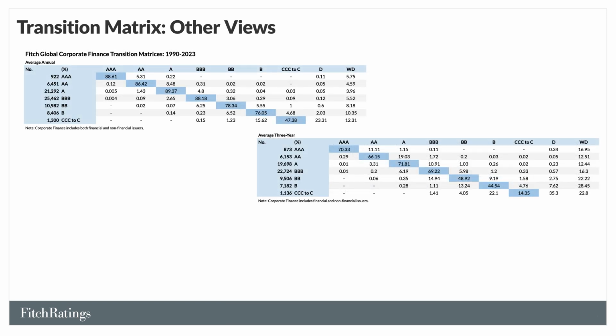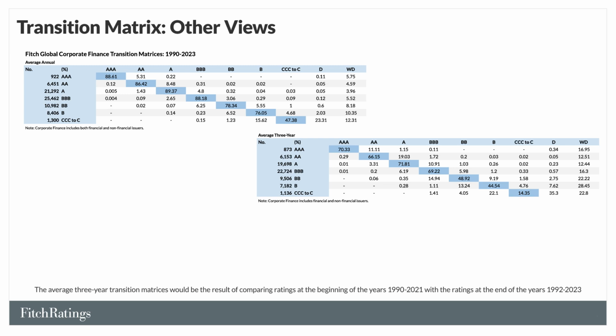Average annual transition matrix reads the same way as an individual cohort matrix, but is calculated differently. It is calculated as the weighted average transition of all prior cohorts. For example, the average 3-year transition matrices would be the result of comparing ratings at the beginning of the years 1990 to 2021 with the ratings at the end of the years 1992 to 2023.